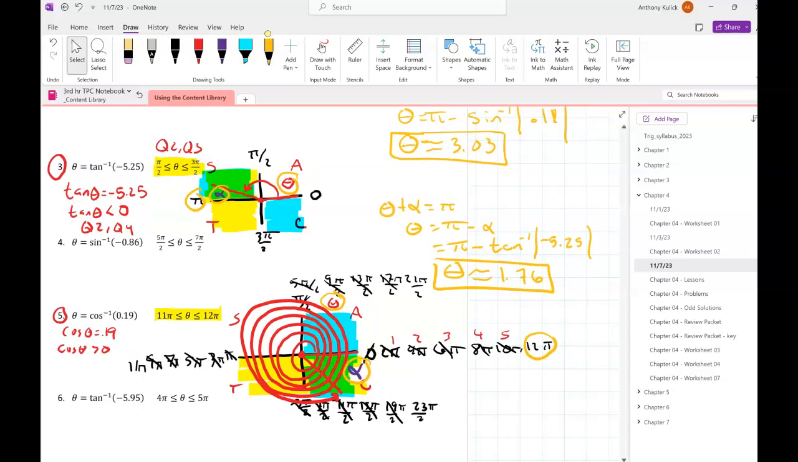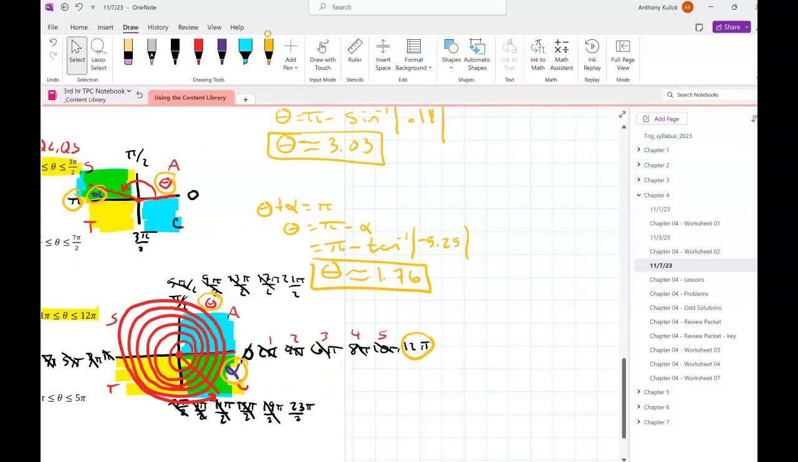So I'm going to ask you, does theta happen before or after 12 pi? Before. Okay, how much would we have to add to theta to get to 12 pi? Alpha. A lot. So I subtract alpha from both sides, and now it's calculator time.